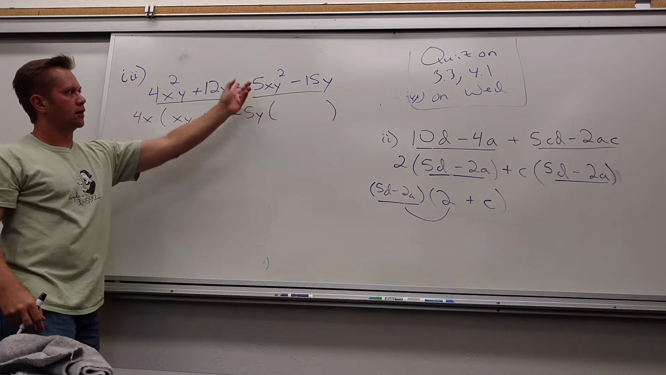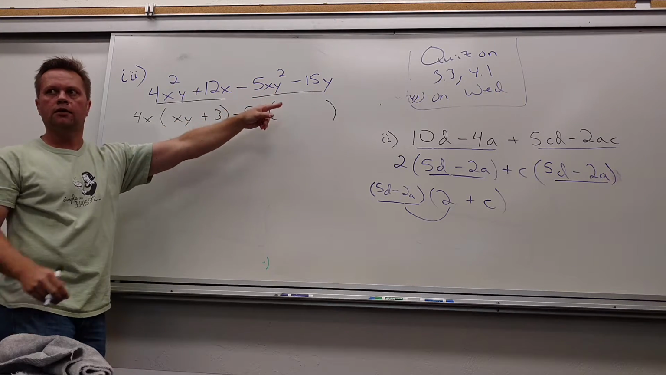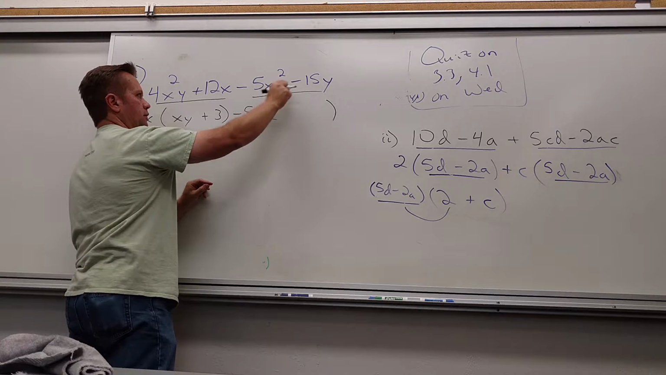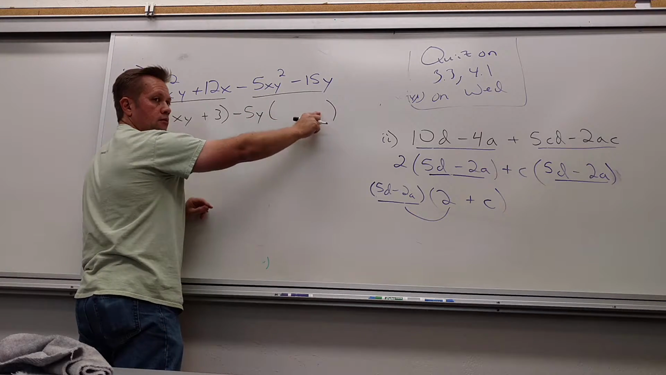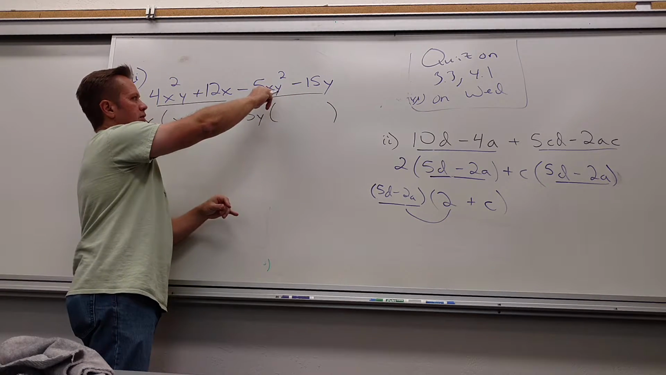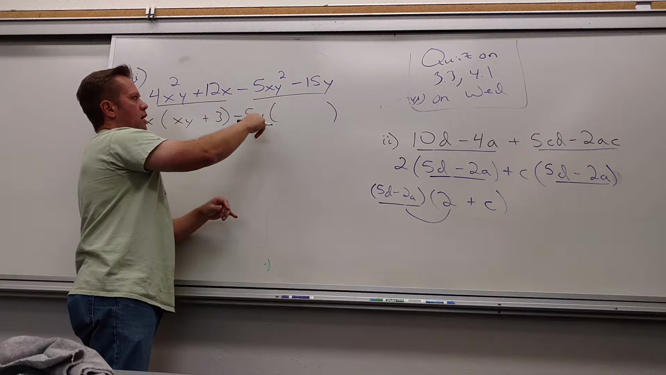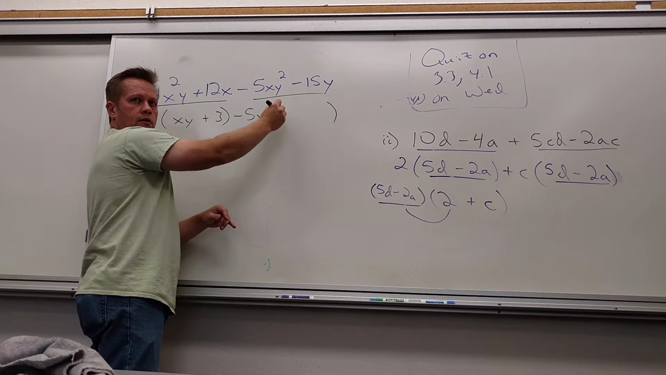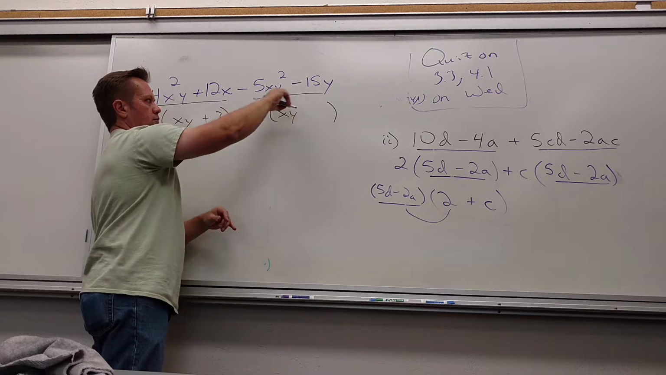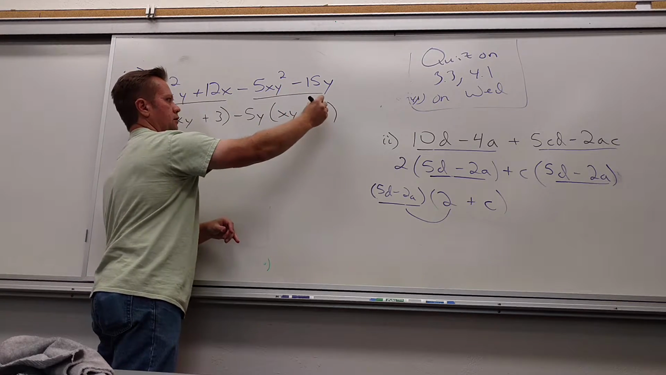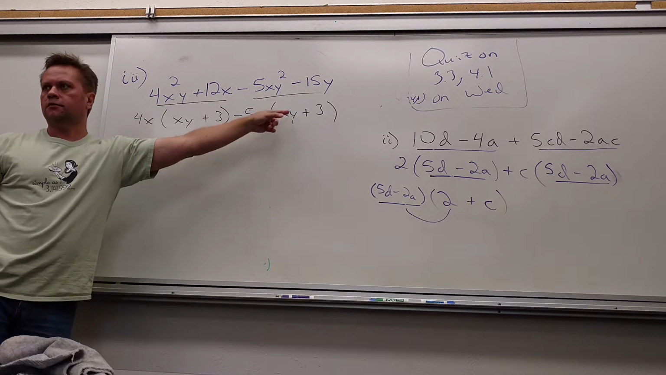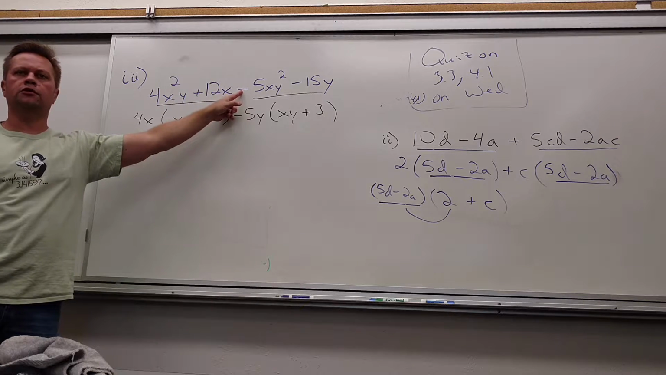And of course then I just see they both have a 5, they both have a y. So if I take a negative out, what's going to happen to both of these signs? They'll become positive, right? So what's left here? Negative 5 and y is gone. So what's left? xy plus 3. So are these the same? Yes. So that negative in the middle always screws people over.